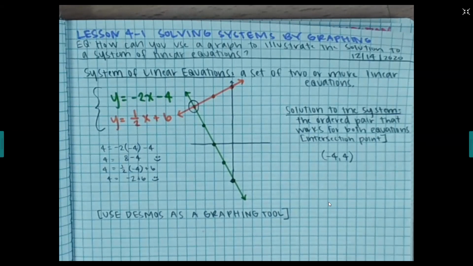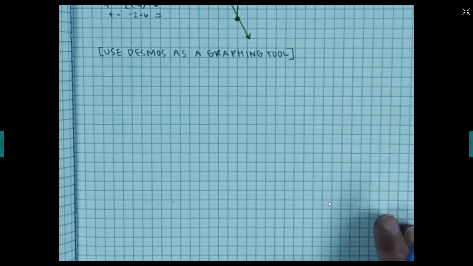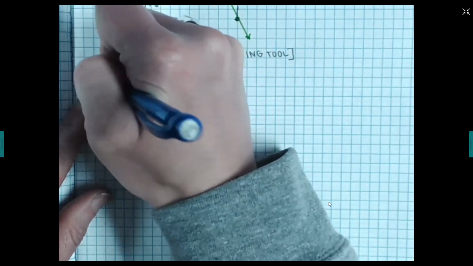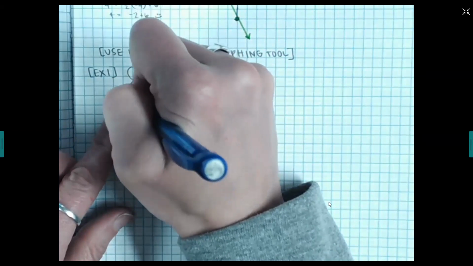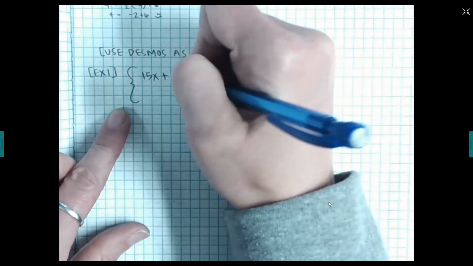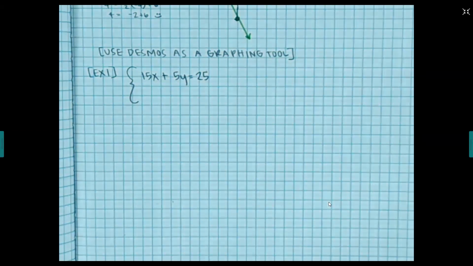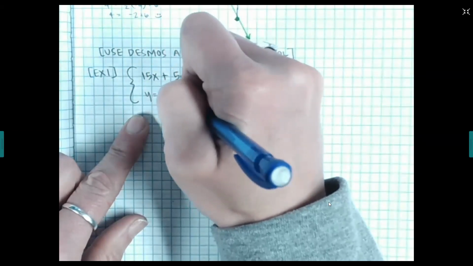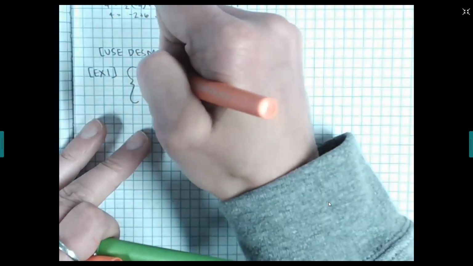Okay, so we're also going to talk about systems of equations that have special solutions. So if I'm looking at another system of equations, I'm going to say 15x plus 5y equals 25, and y equals 5 minus 3x. And I should have done these in colors, so I'm going to do that really quick.